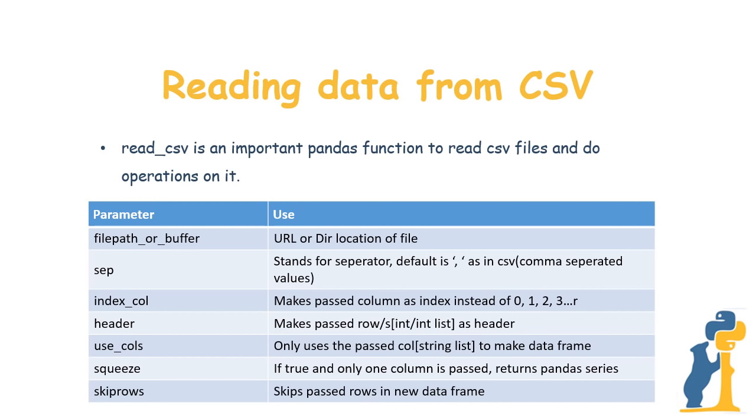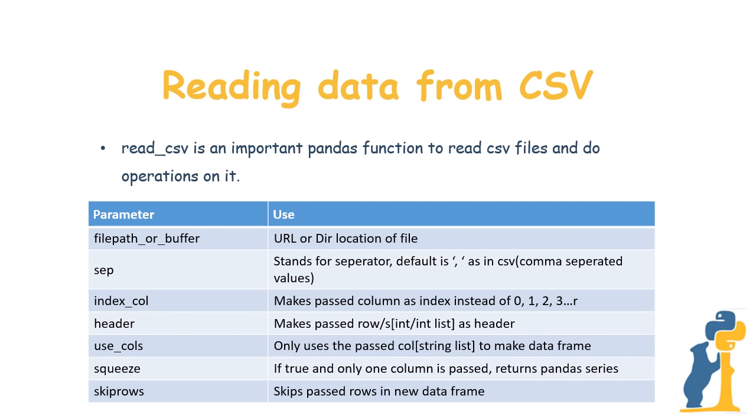That means the heading of the record. Use_cols: only use the passed columns to make a data frame. That means for reading the data from CSV, suppose we want only 10 records from the CSV, we can limit the size of the data frame by using use_cols.